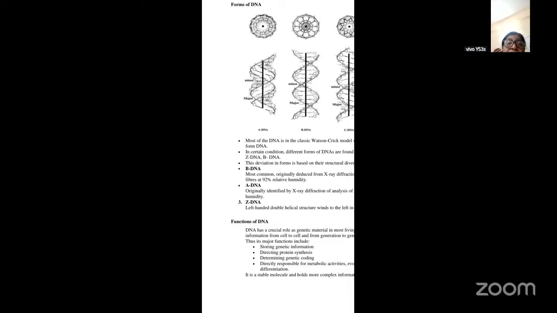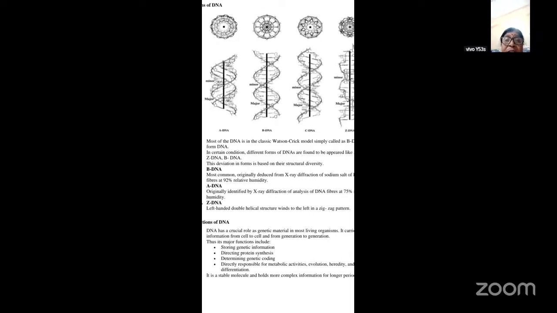Okay. Now, coming to the functions of the DNA. What are the different functions of the DNA? For what purpose is DNA present? You all know DNA has a very crucial role to play because it is the genetic material in most living organisms. It has to carry the information or message from cell to cell and from generation to generation.